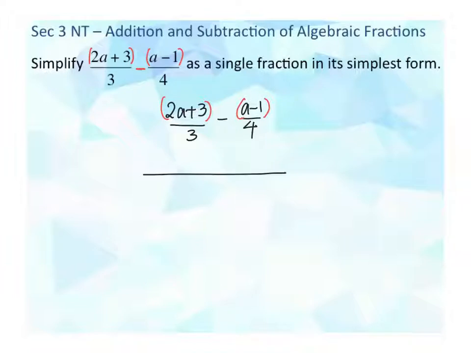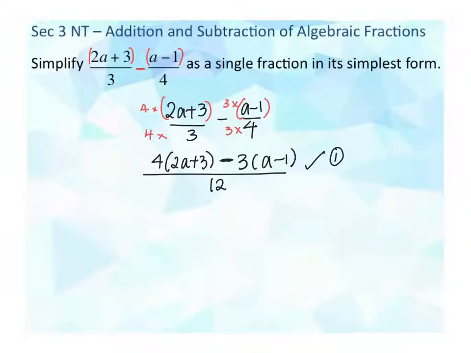3 times 4 will give me 12. So I need to multiply this by 4, and multiply this by 3. Copying the numerator down, I'll get 4 bracket 2a plus 3, subtract 3 bracket a minus 1. Okay, try not to simplify first because this one will already give you 1 mark. Next, we have to be very careful, now we need to expand our numerator.